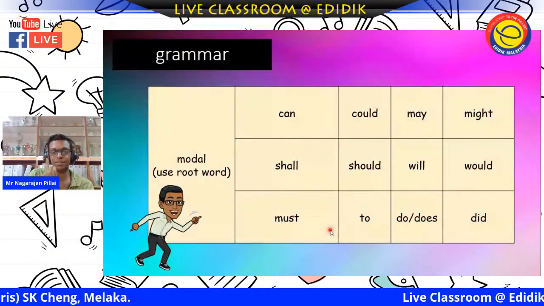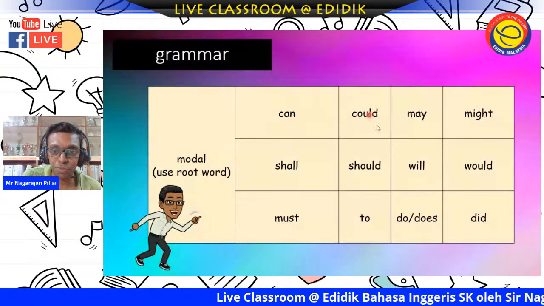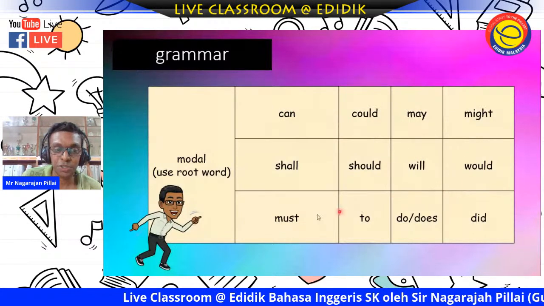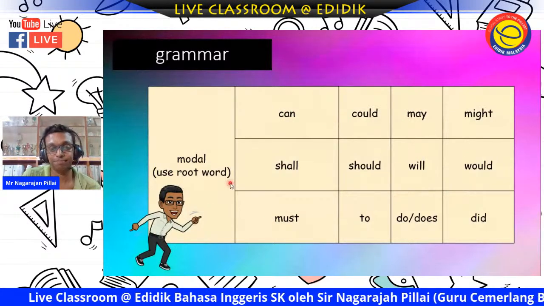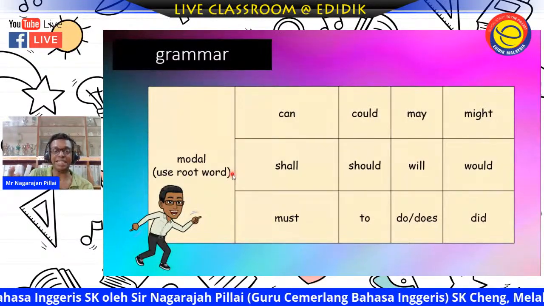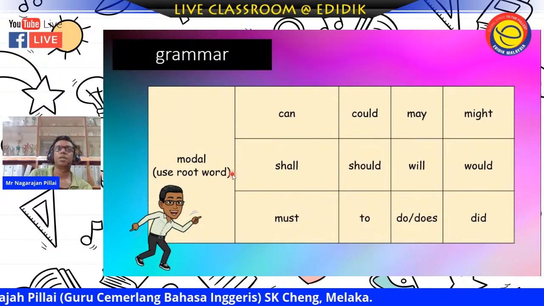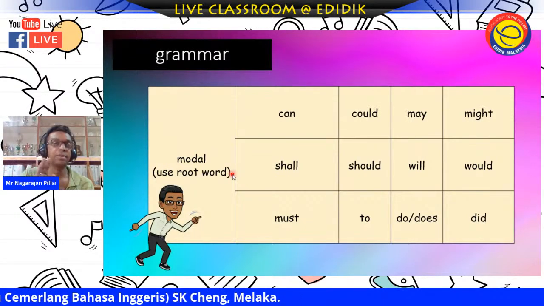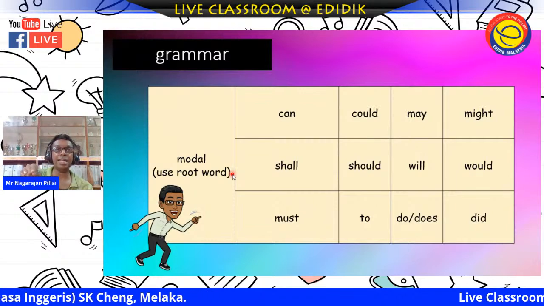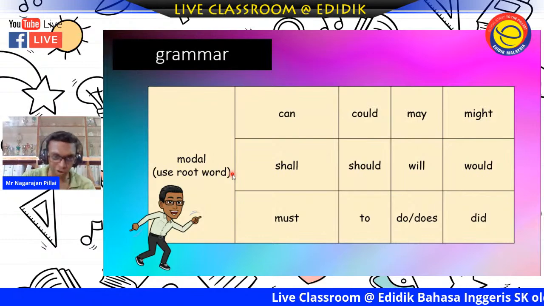Next, modals. This is important. Why? Because whenever you use modals, you must use the root word. Simple like this: I can eat. I don't say I can eating. Wrong. I can eaten. Wrong.